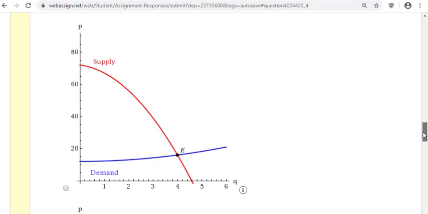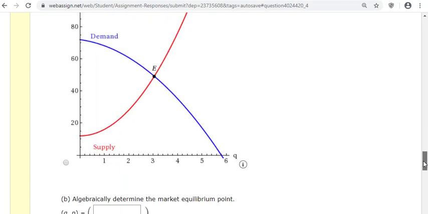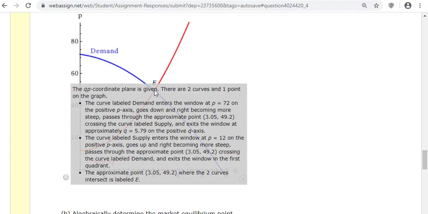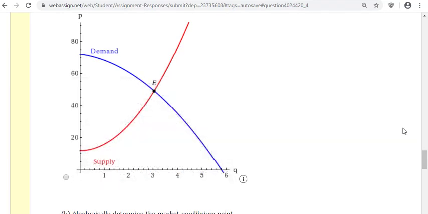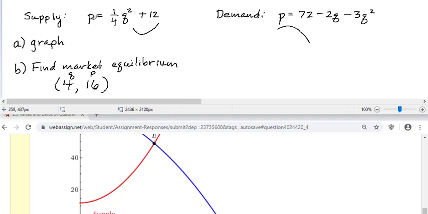Just to compare, on the second one, supply has to be an upward opening parabola. It's not that one then. Next one is supply upward opening, no. Last one, supply upward opening, yes. Demand downward parabola, yes. Is the equilibrium point at 4, 16? No. So again, I didn't need a fancy graphing calculator. All I needed to know was that supply was a parabola that opened up, demand was a parabola that opened down, and I had to find the market equilibrium, which wasn't hard.